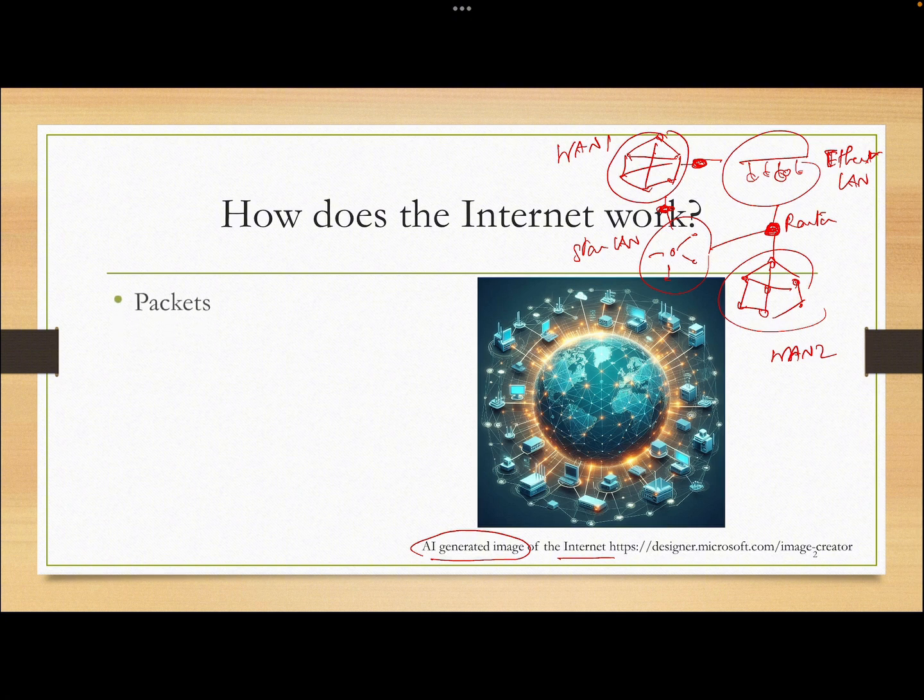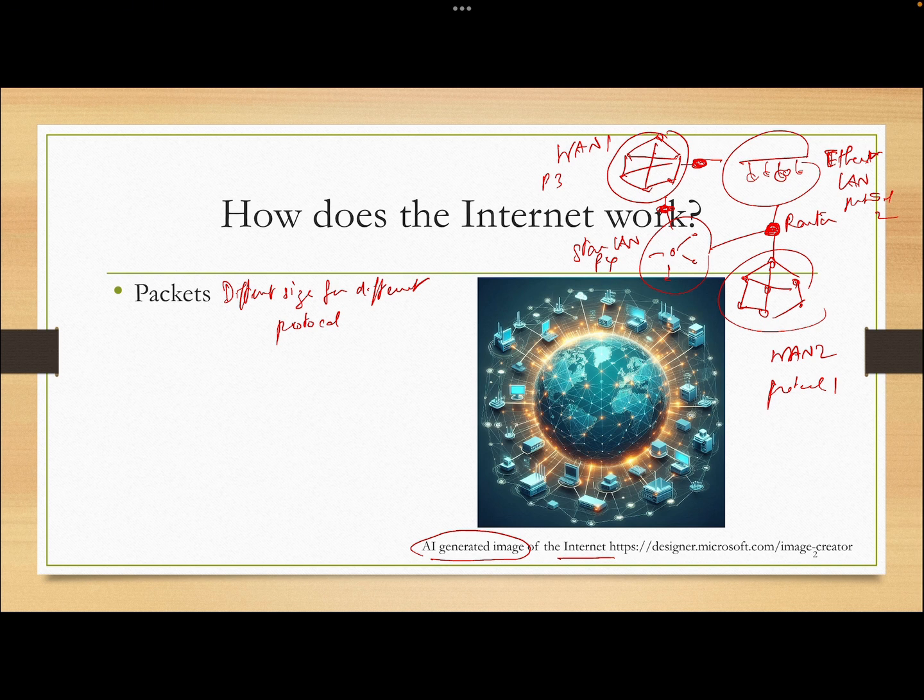So to make the internet work, we send the data in packets. The packet may have different sizes for different protocols. Different networks use different protocols. So this may be protocol 1, protocol 2, protocol 3, protocol 4, something like that. If you have different protocols, you can have different sizes of the packets.